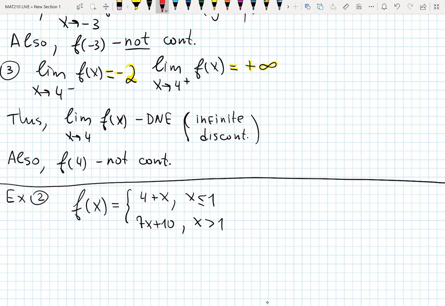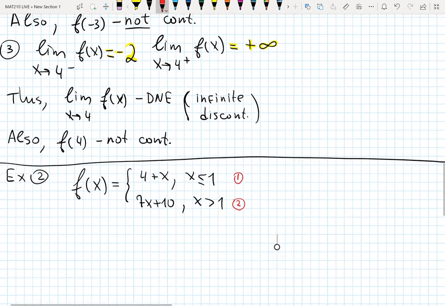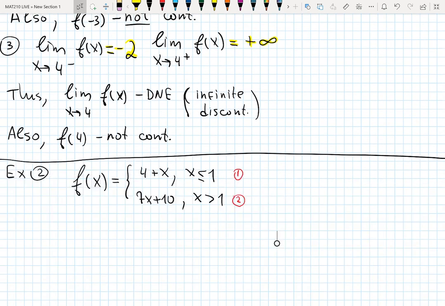This function has 2 rules. It might be 15 rules, 25 rules, and so on, and it really depends. So usually I call them rule number 1 and rule number 2. And then you choose which rule to use, depending on how you approach x. So if I'm approaching 1 from the left, I'm choosing the first rule, because when I'm approaching 1 from the left, x is always less than 1. When I'm approaching 1 from the right, this is rule number 2, because then x is greater than 1. And this is how you know.